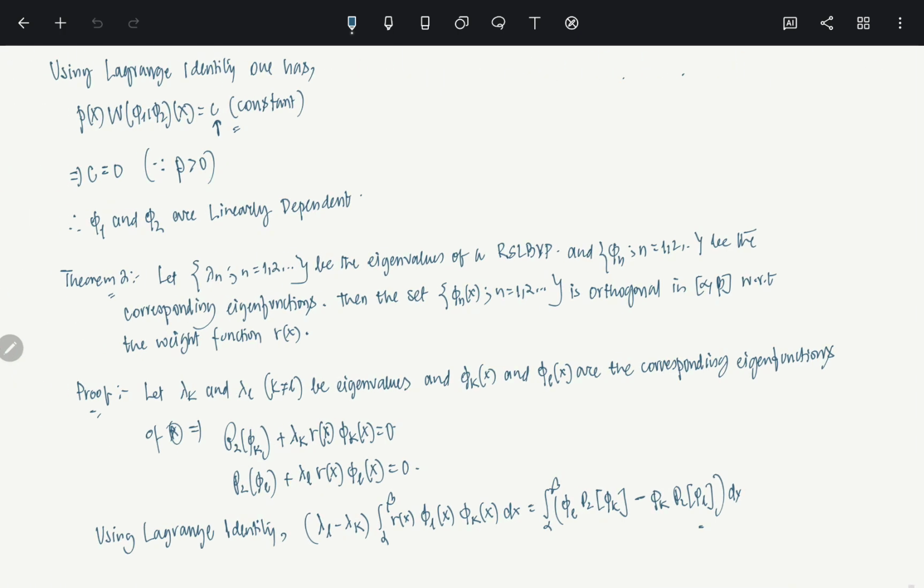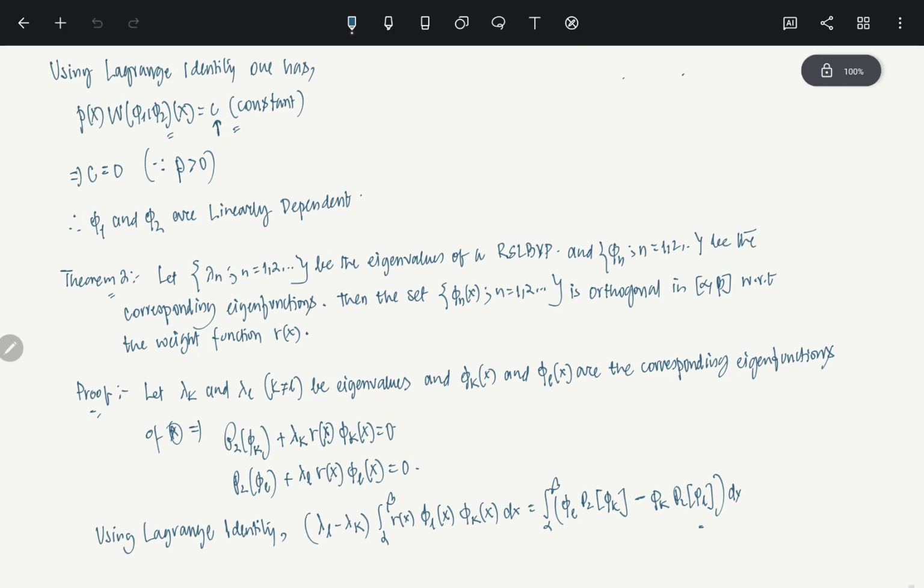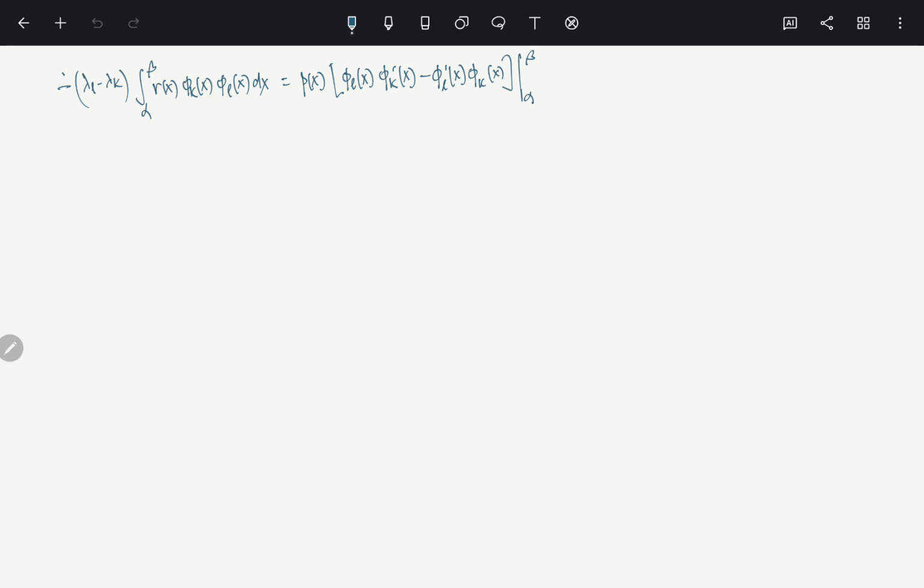A similar sort of thing we got here also, exactly the same as what I wrote earlier. This is evaluated between alpha and beta; inside is the Wronskian part, p times the Wronskian, which I integrate between alpha and beta. Now we have to evaluate what happens to this. Let's understand this: since phi k and phi l satisfy the boundary data, phi l satisfies the boundary data.